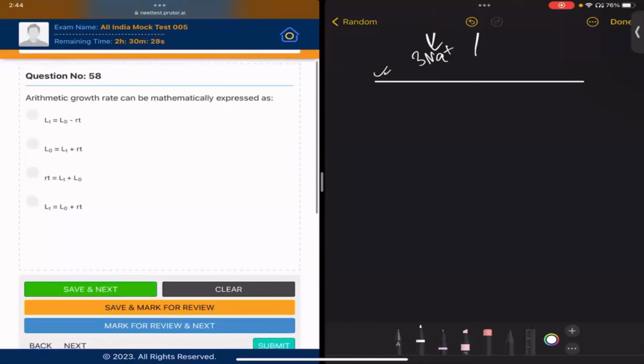FCC. अरिथमेटिक ज्योमेट्रिक में एक्सपोनेंशियल भागते हैं, अरिथमेटिक में हम लोग लाइक सिंपल मैथ्स में भागते हैं. तो एल फाइनल इज इक्वल टू एल इनिशियल प्लस आर टी होना चाहिए. तो एल टी इज इक्वल टू एल नॉट प्लस आर टी है, राइट.